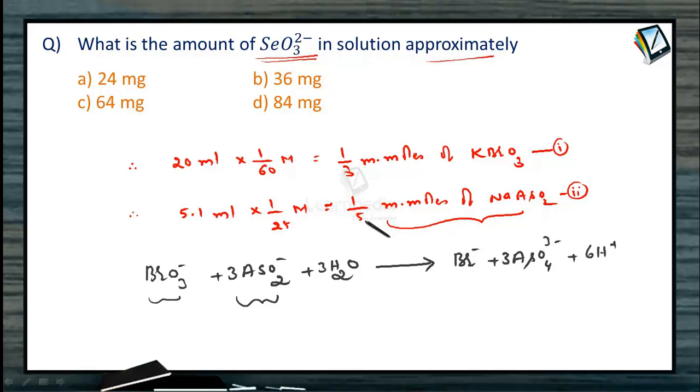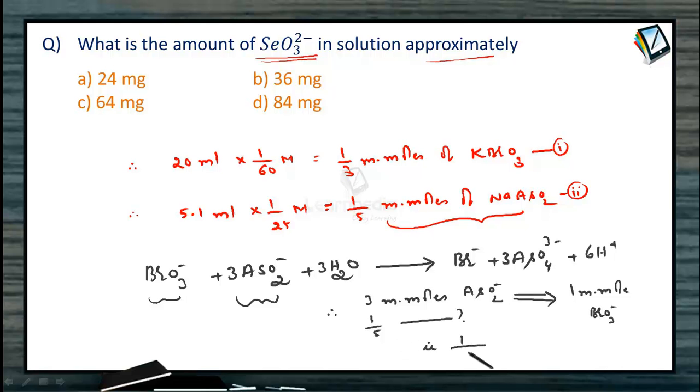But here, as per the second step, 1/5 millimoles of sodium arsenite is consumed. Say for 3 millimoles consumed, 1 millimole is left. For 1/5, how much is left? Therefore, for every 3 millimoles of arsenite consumed, 1 millimole of bromate is left over. Here 1/5 millimoles is consumed, so this corresponds to 1/5 by 3, that is 1/15 millimoles of bromate left.